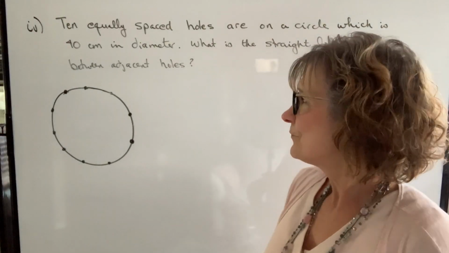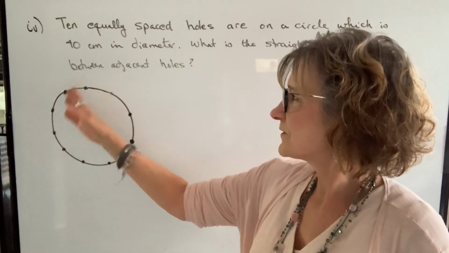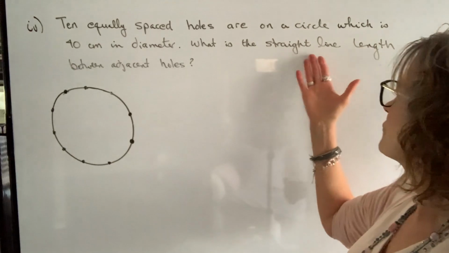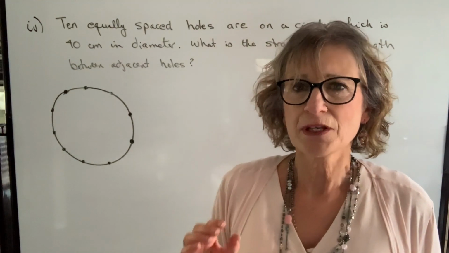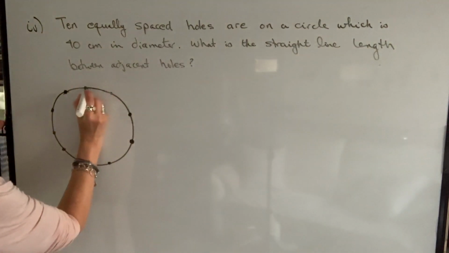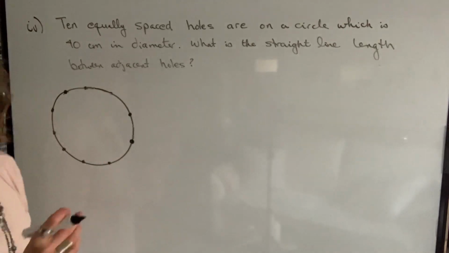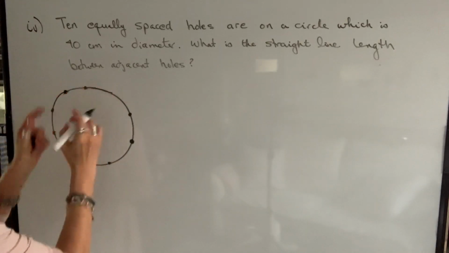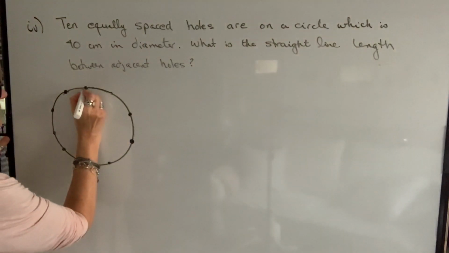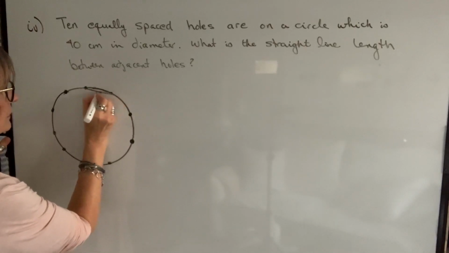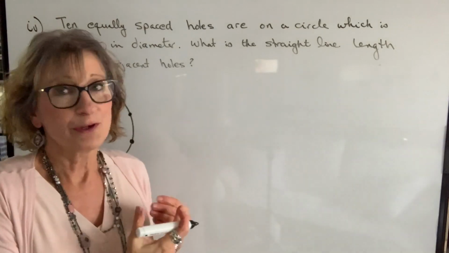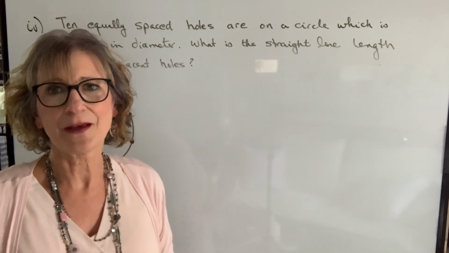Our last example has 10 equally spaced holes on a circle that has a diameter of 40 centimeters. And the question asks us to find the straight line length between adjacent holes. So often students will simply take the circumference and divide by 10. In doing that, you're finding what's called the arc length, that curved length, but the question wants to find the straight line distance. So that is called chord length. And again, we don't have a triangle here.